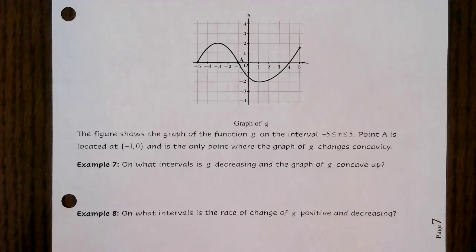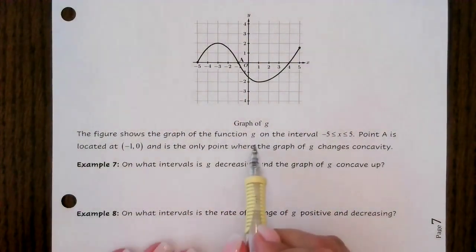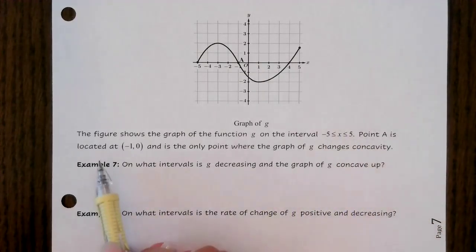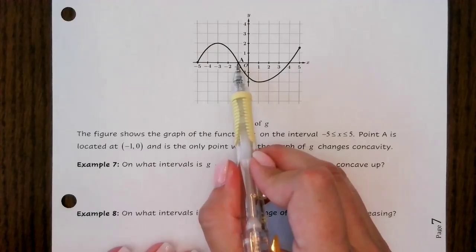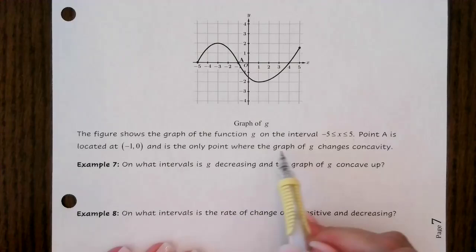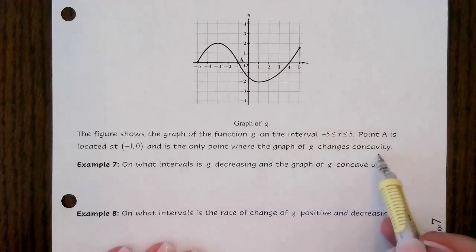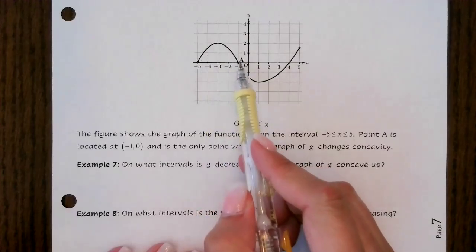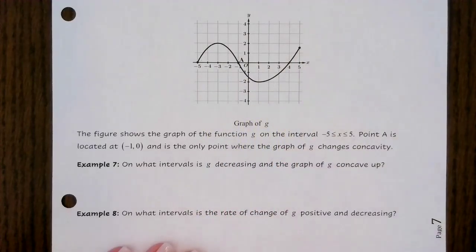All right, we'll look at one last graph before we call it a day today on change in tandem. The figure shows the graph of the function g on the interval -5 to 5. Point A is located at -1, 0. So this point right here. And is the only point where the graph of g changes concavity. So this part here is concave down, this part is concave up, is what that's telling us.